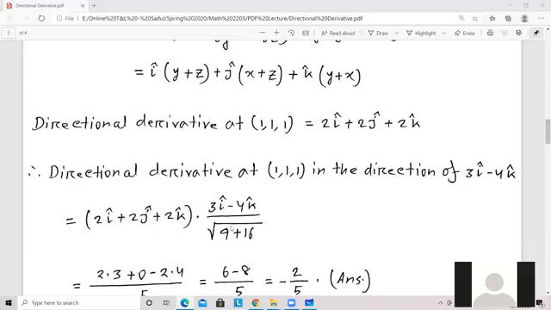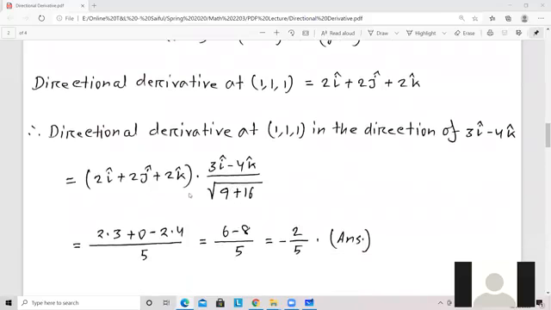vector, and after simplification, for the first term it is 2 into 3, for the second term it will be 0, and for the third term 2 into minus 4, and if we simplify the denominator we get 5. That means 6 minus 8 by 5, that is minus 2 by 5, which is the required solution, the required directional derivative at the given point in the given direction.